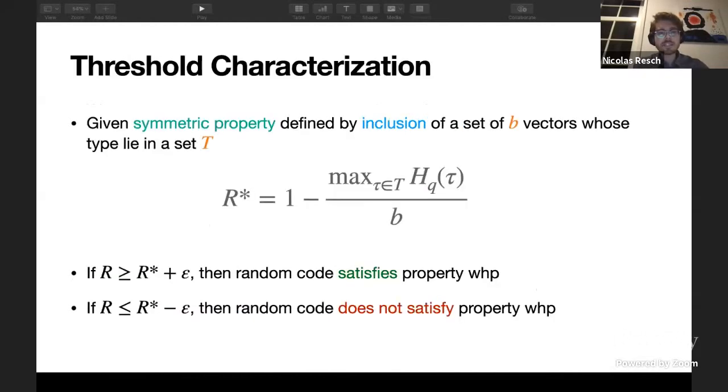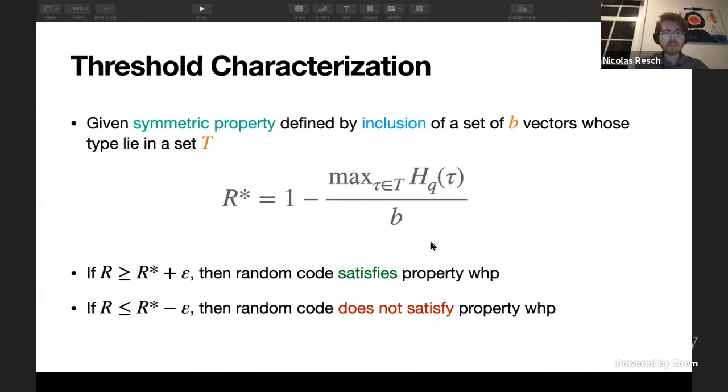So allow me to briefly show what the characterization of the threshold is. Basically, we can say that whenever you have a symmetric property, which is defined by the inclusion of a set of B vectors whose type lie in some set of types T, the threshold R star is always given by some sort of a quantity which depends on the entropy of the types in the set T. So recall I said that all these types, we can think of them as distributions. So talking about their entropy makes sense. Actually, we use the Q-ary entropy just because we're working over alphabets of size Q.